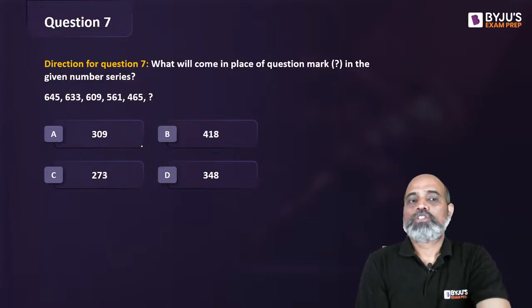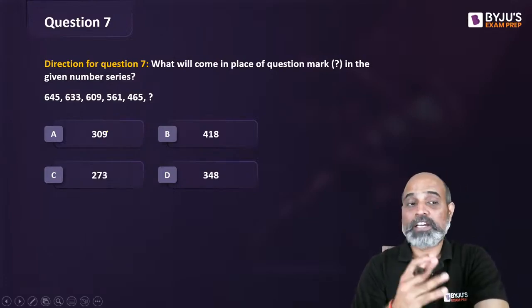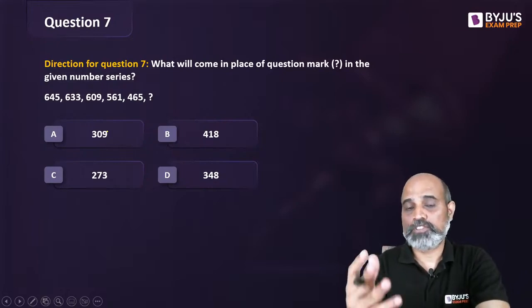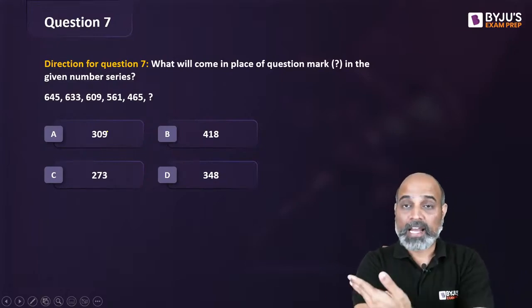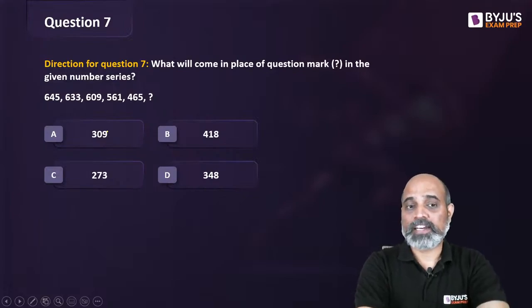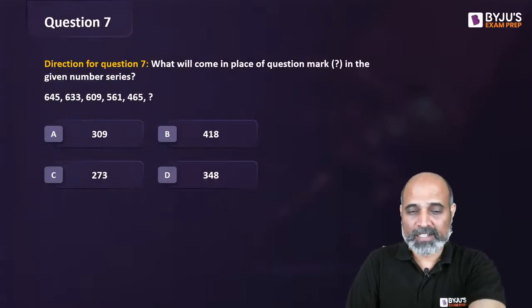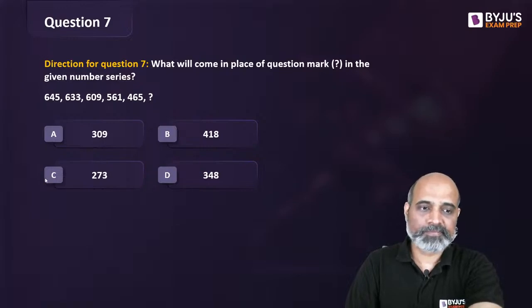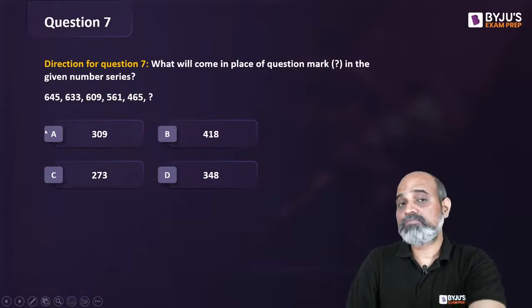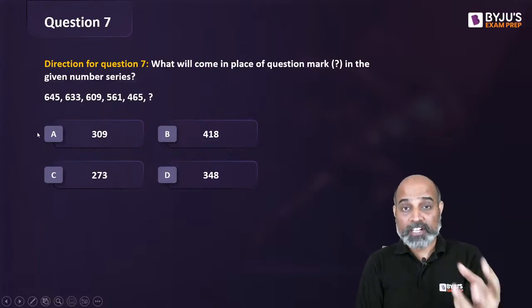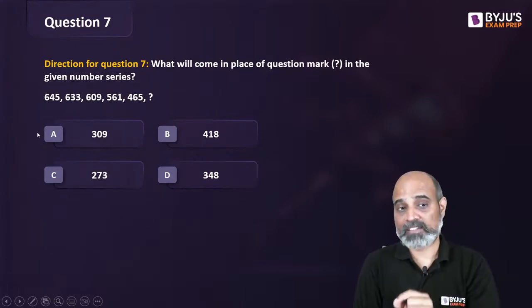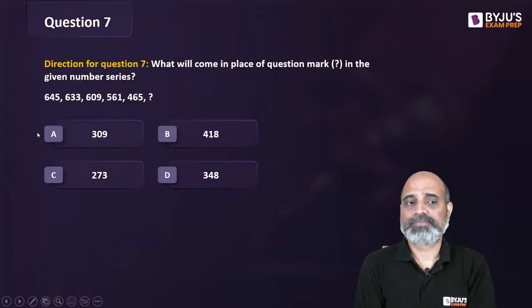Okay. So the first one: 643, 645, 633, 609, 561, 465. I would like you guys to quickly tell me which is the correct option. Tell me, this looks clearer, tell me from here. And if possible, also tell me if you have figured out what is happening. How is this series getting formed?